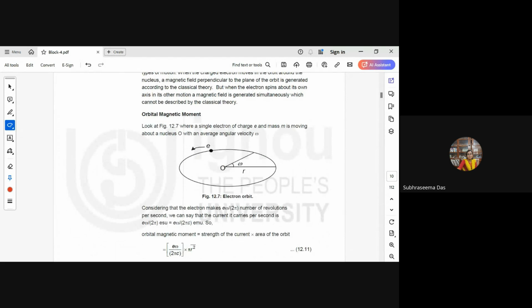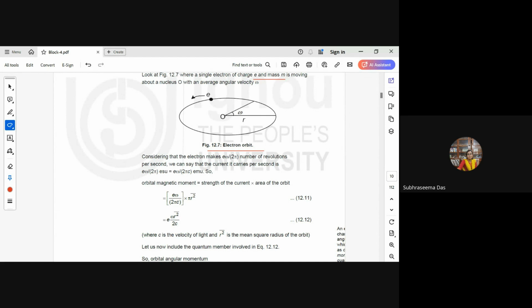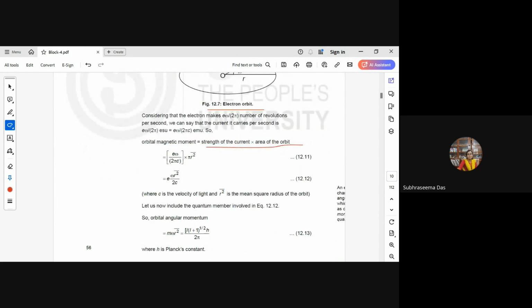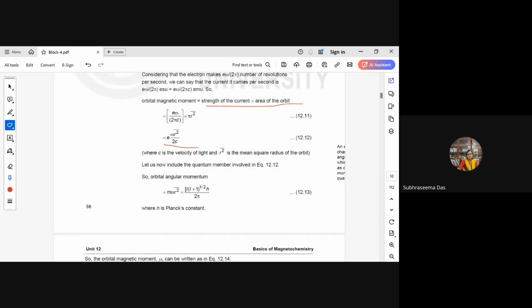Now, for considering the orbital magnetic moment, let us look into figure 12.7. Here a single electron having a charge e and mass m moves around the nucleus with an angular velocity omega, as shown in figure 12.7. The orbital magnetic moment is given as the strength of the current times the area of the orbit, where r represents the radius of the orbit. Hence the orbital magnetic moment has this value, represented in 12.13.